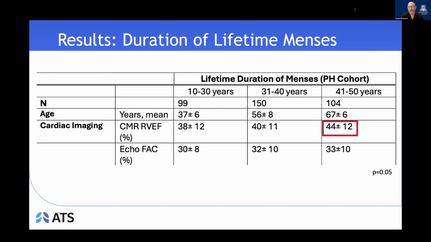In terms of duration of menses in relationship to some of the endpoints we previously alluded to, the patients who had a longer duration of menses of approximately 41 to 50 years had slightly better RV function as measured by RVEF on CMR and fractional area change, although that was not statistically significant. There was a trend.